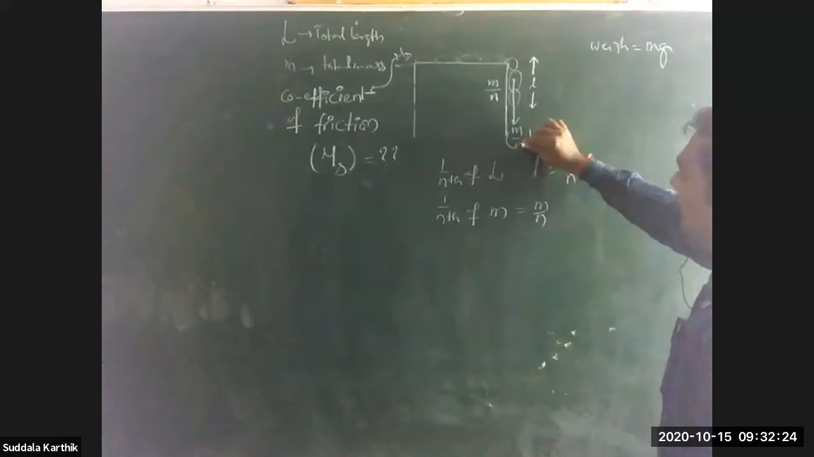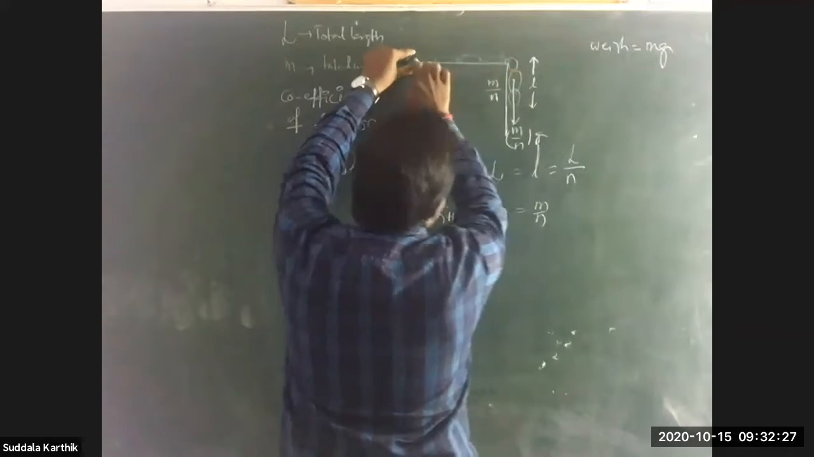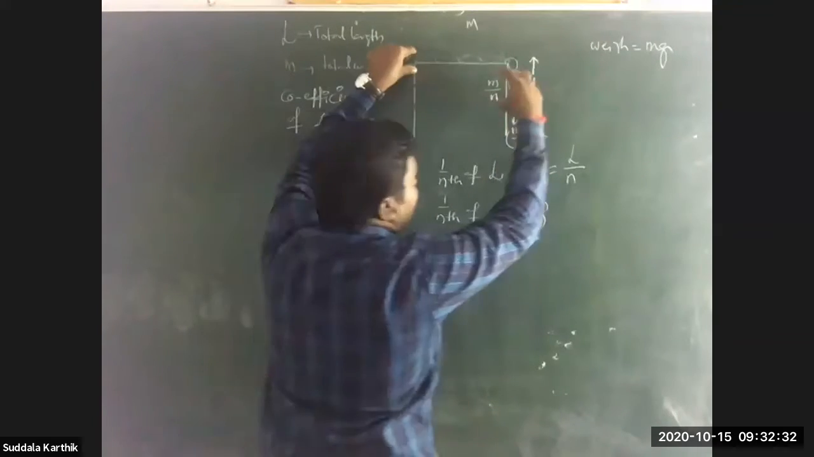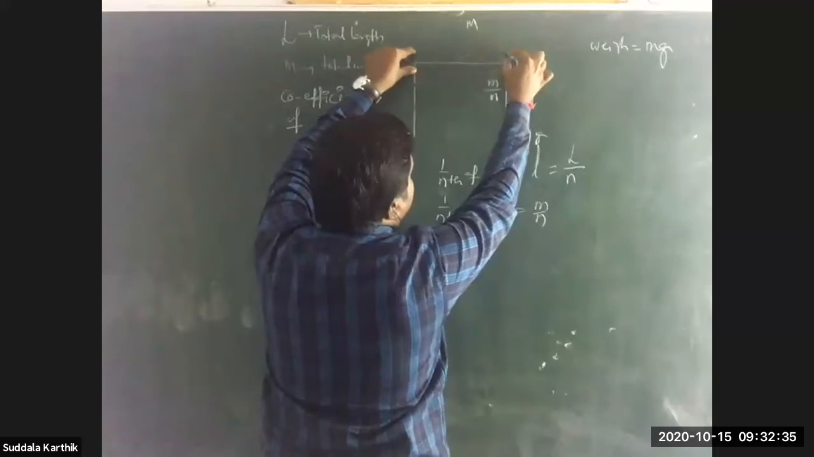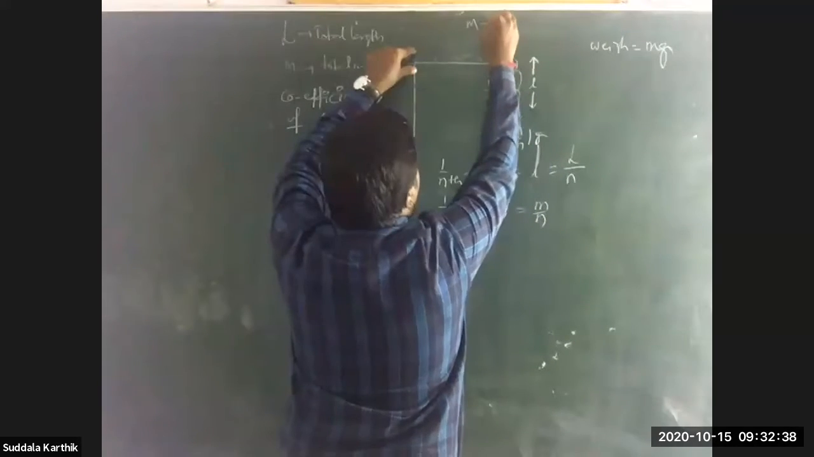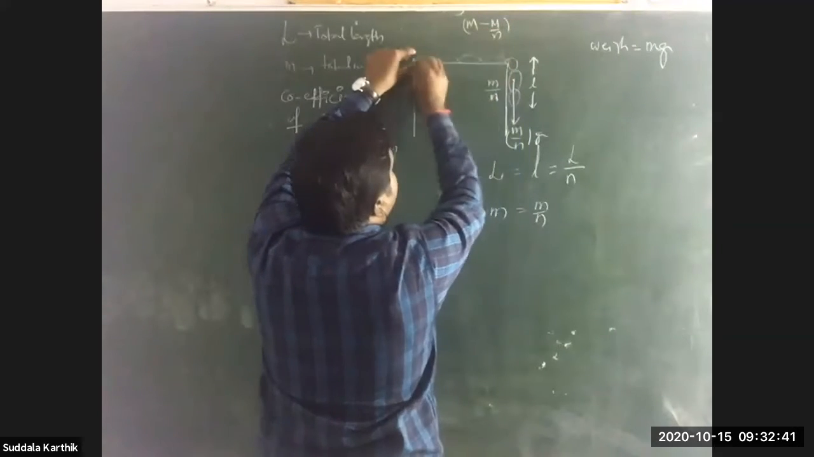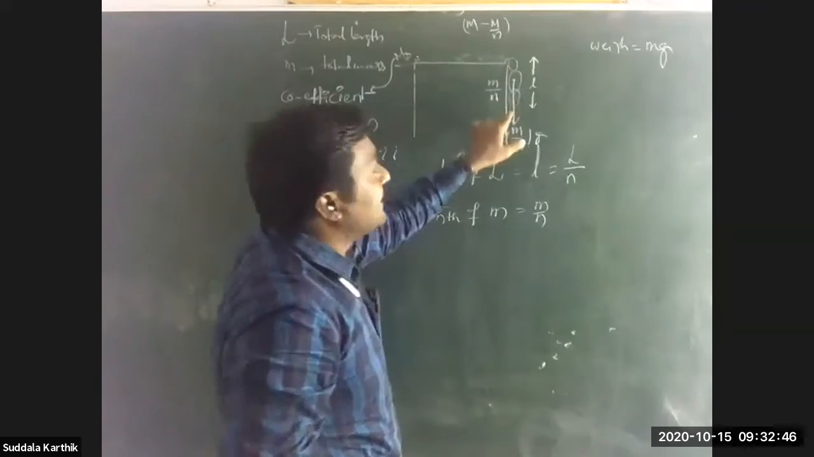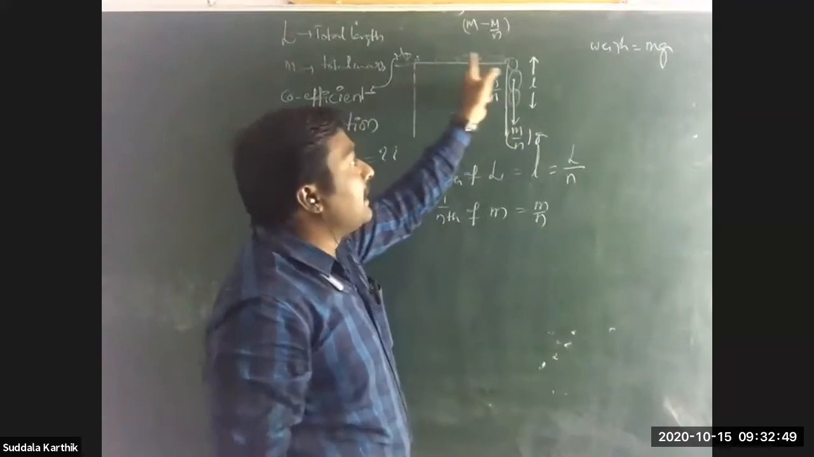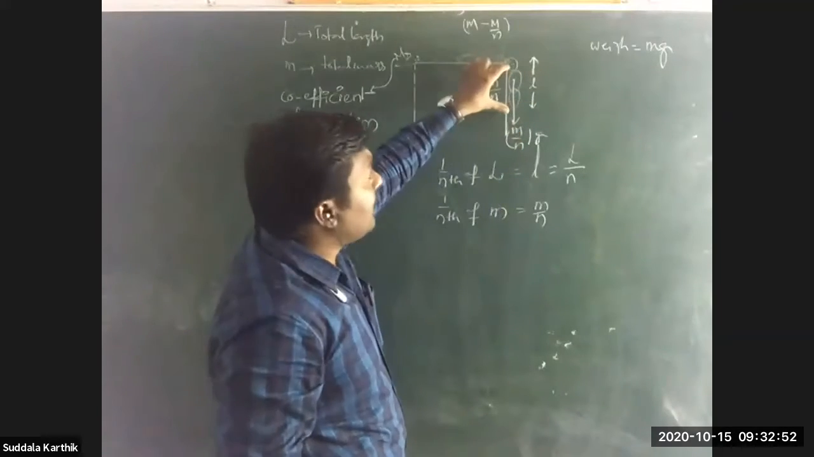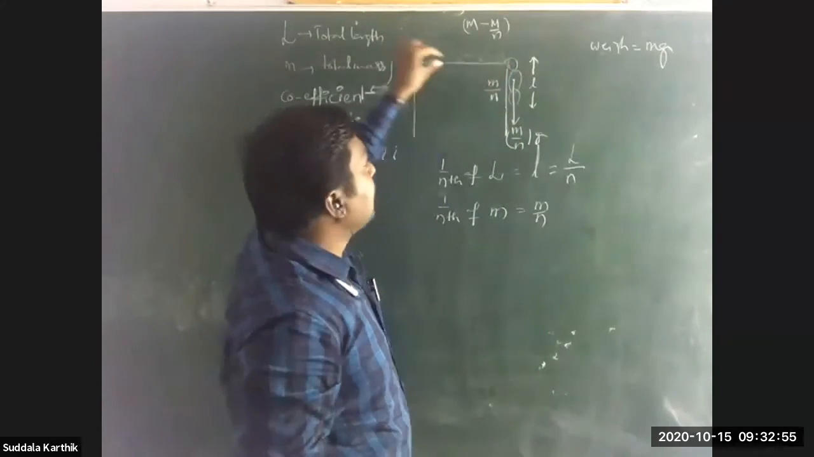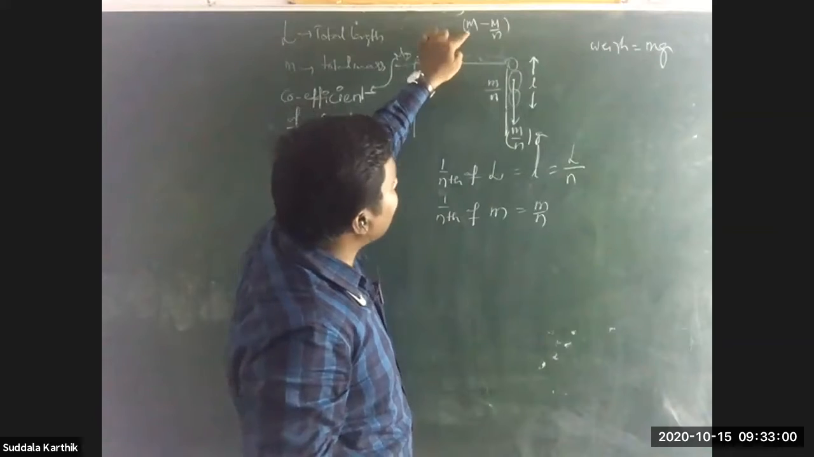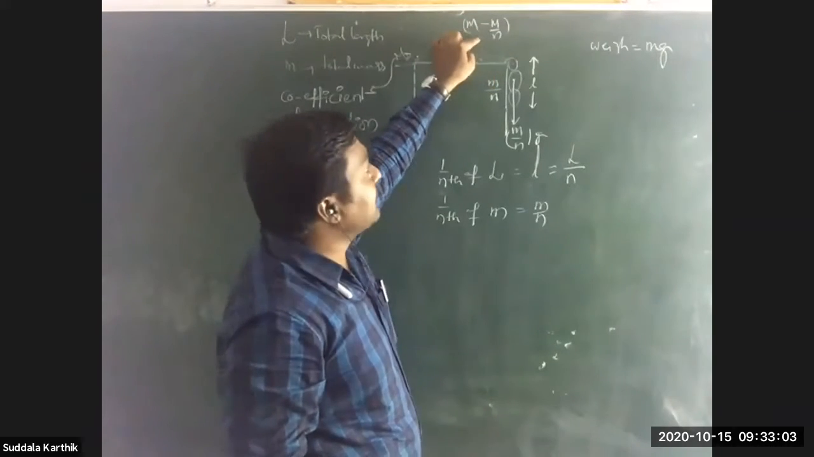Next, the mass of the remaining part. The total mass of the chain is small m, but the hanged part mass is m by n. Then the mass of this part is m minus m by n. For example, if this part mass is 2 kg and the total mass of the chain is 10 kg, then this part mass is 10 minus 2, 8 kg. That is m minus m by n.